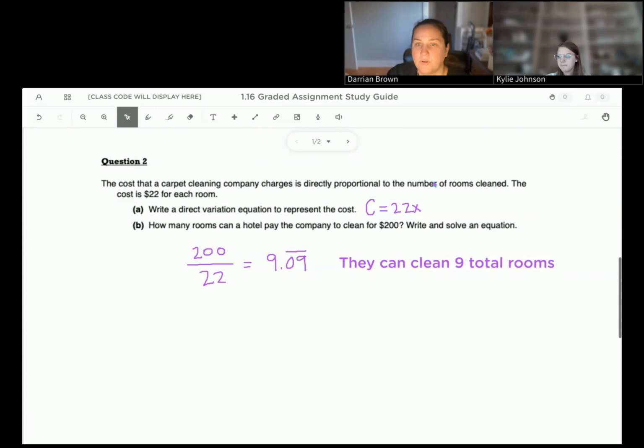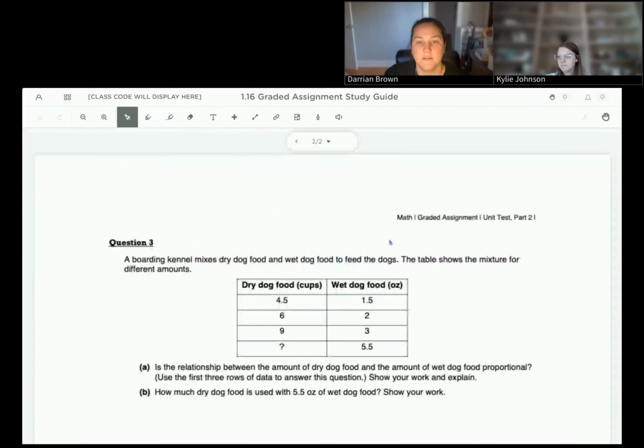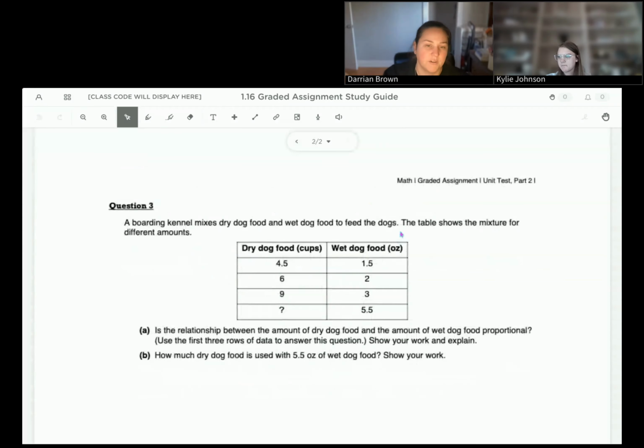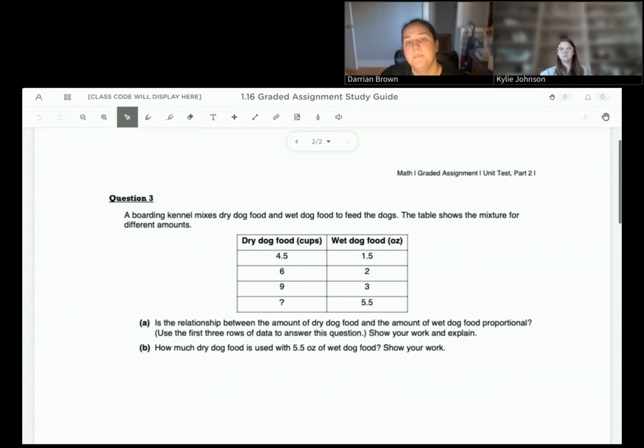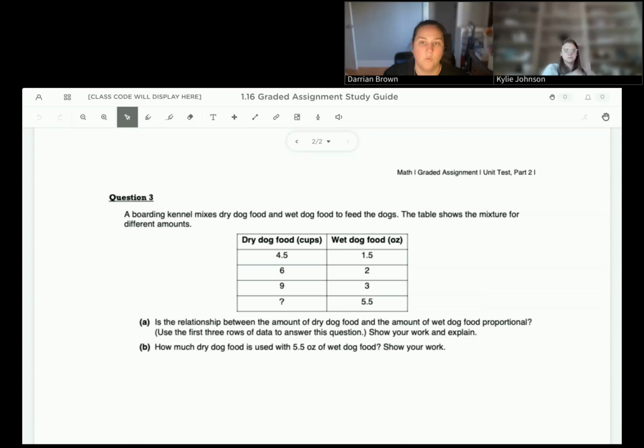All right, let's move on. This is what page 2 looks like. You only have one question here. It has 2 parts to it, and you have another table to work with. So it says a boarding kennel mixes dry dog food and wet dog food to feed the dogs. The table shows the mixture for different amounts.